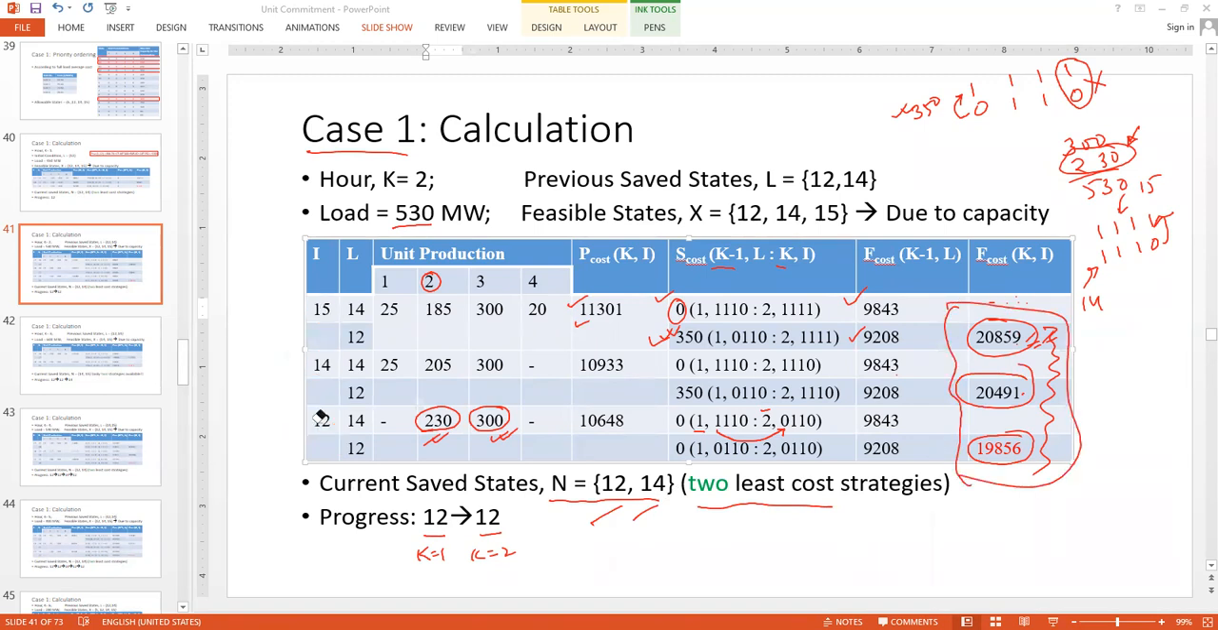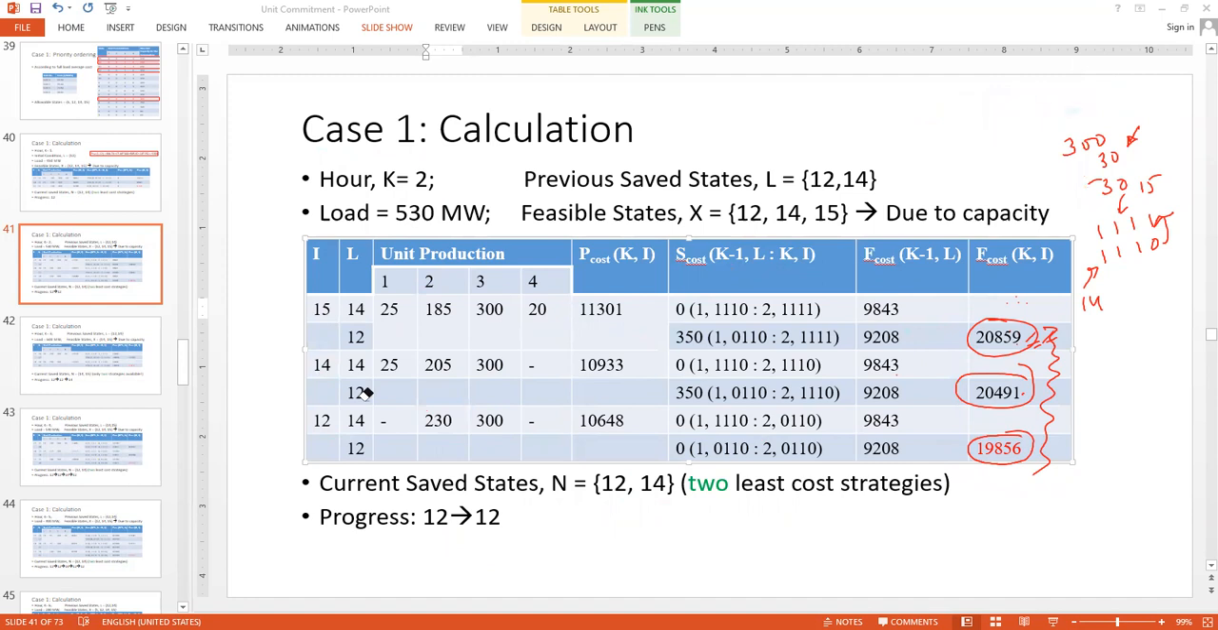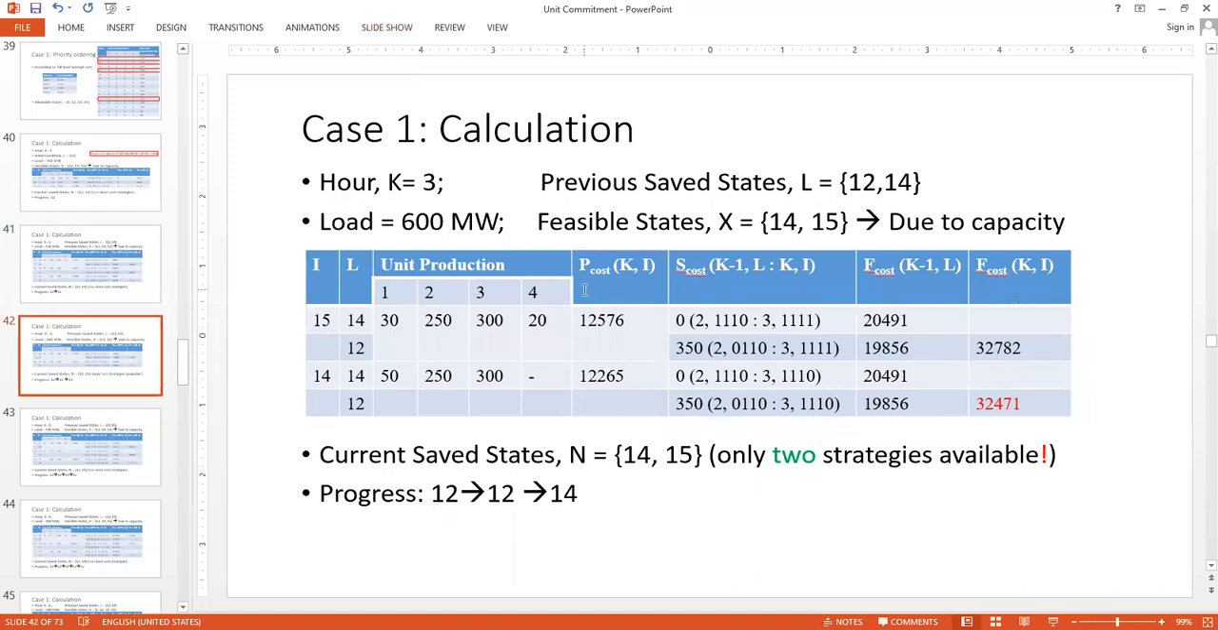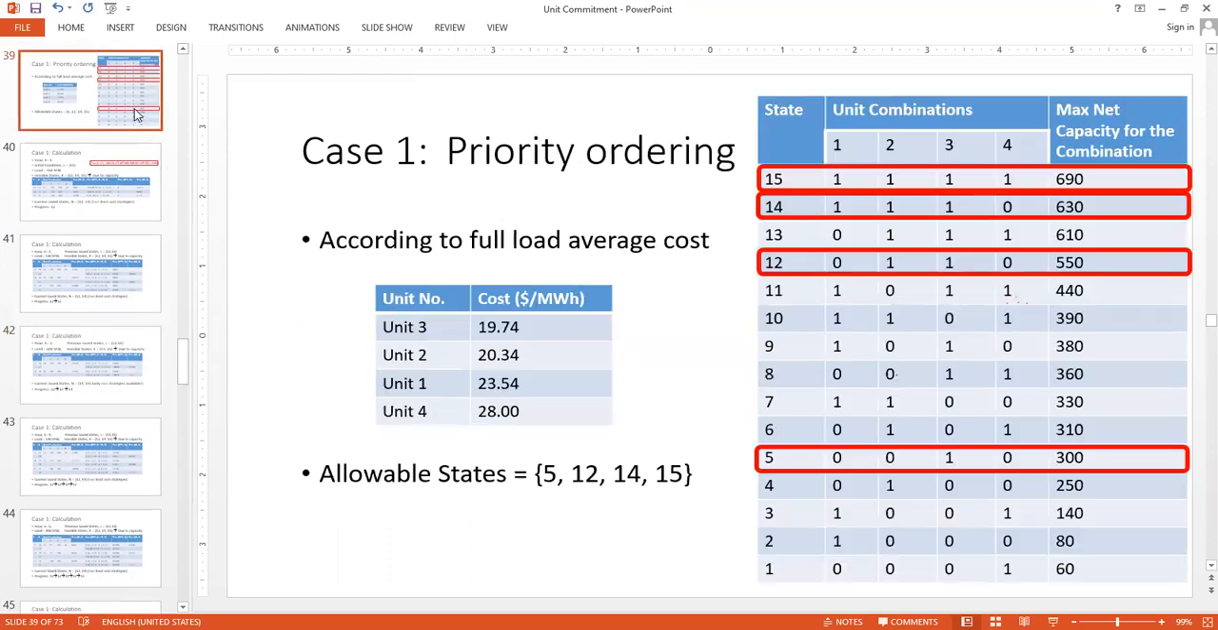Okay, so now we proceed like this. We proceed to our number 3, our number 4, up to our number 8, and we try to find out the solutions. So now in our number 3, the load is further increased, but luckily the demand is such that the 12th state is now also unable to satisfy the demand of 600 megawatt. So state number 12 is not a feasible state now.